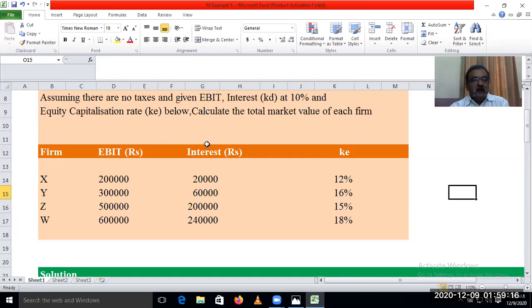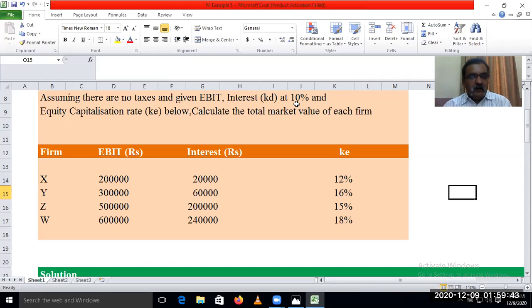In this table, check out firm is given. 4 different firms are there: X, Y, Z, and W. EBIT of each firm is given 2 lakhs, 3 lakhs, 5 lakhs, and 6 lakhs. Interest amount is given. Interest amount is 20,000, 60,000, 2 lakhs, and 2 lakhs 40,000. Here in the example, it is mentioned that interest rate is at 10%.